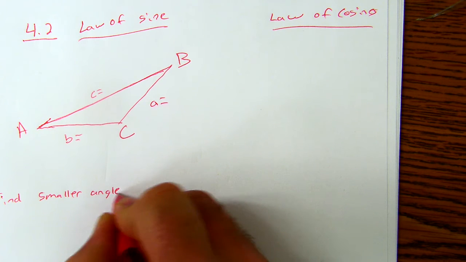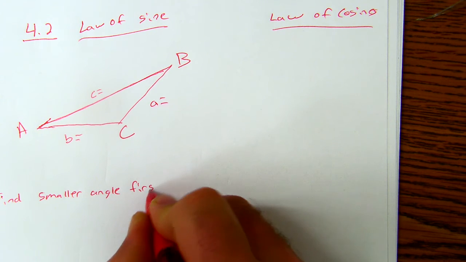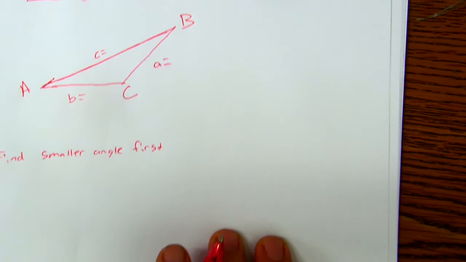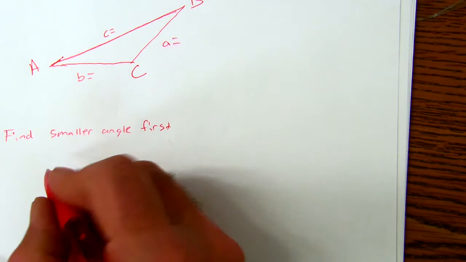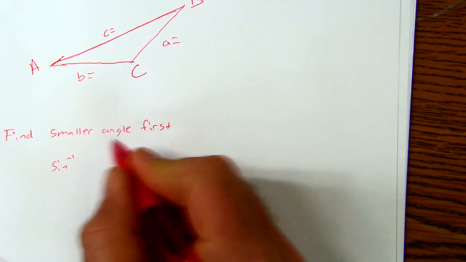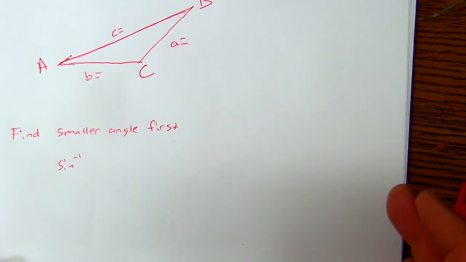Find the smaller angle first. If you have a choice, find the smaller angle first. And kind of the reason why is, when you go to find an angle, you use sine inverse or cosine inverse. An inverse trig function gives you the angle.